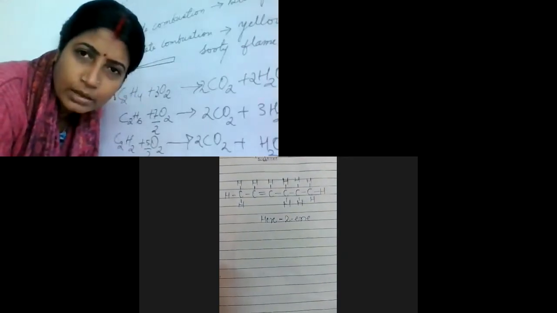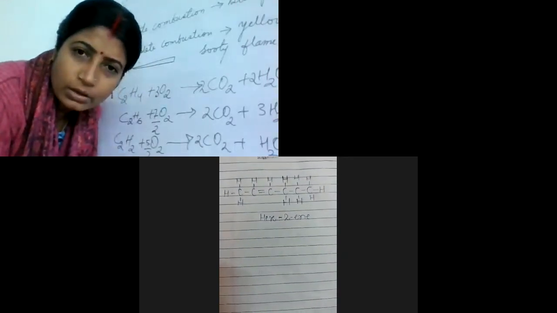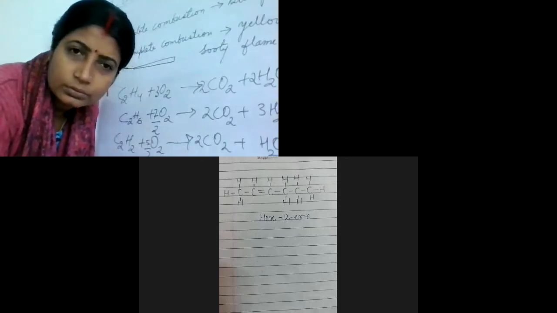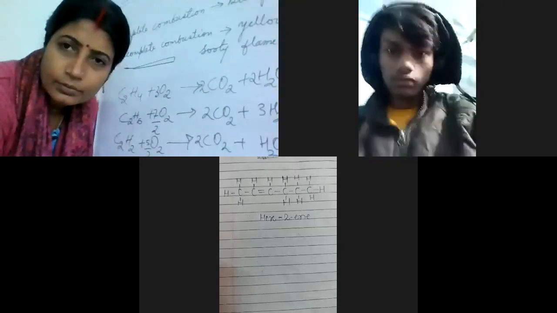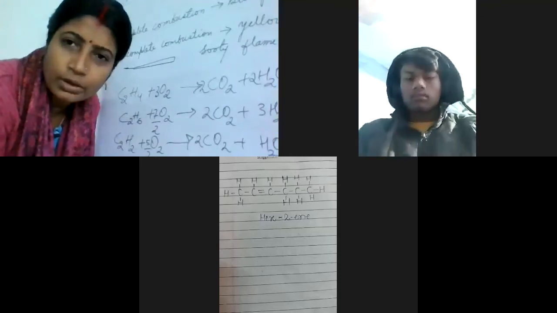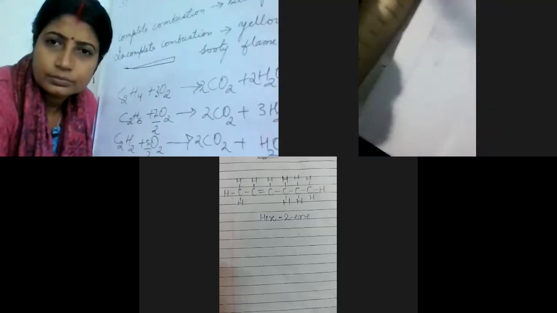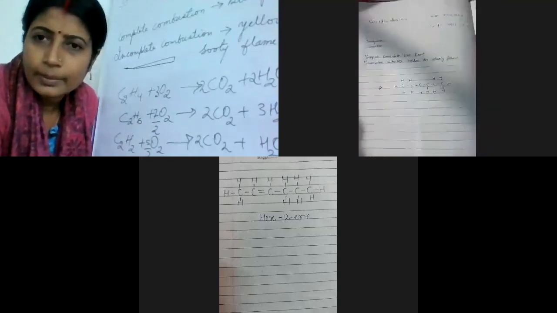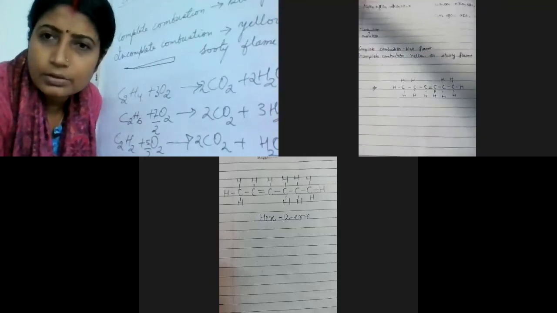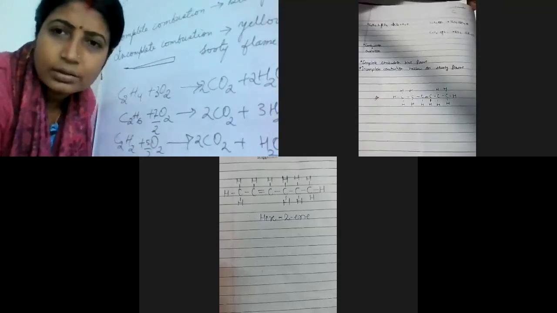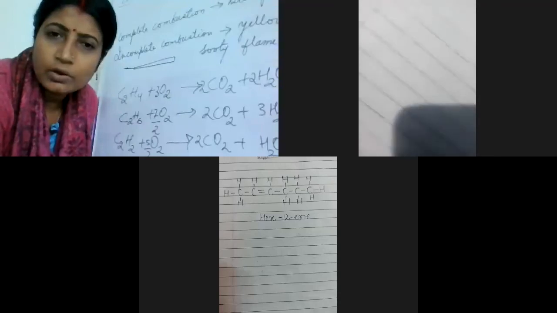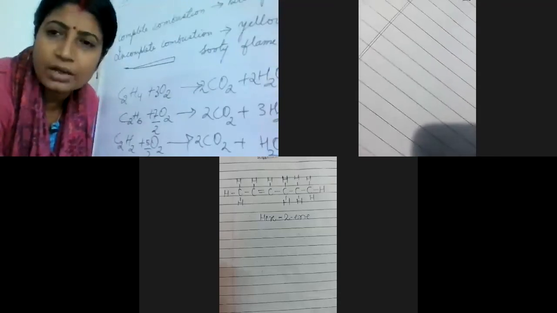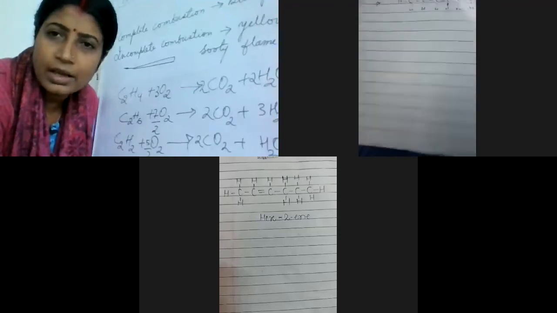Ratan Kumar Bharti, show your video. Yes, ma'am. I want to see your notebook, Ratan Kumar Bharti. Show me your notebook. Is it hex-2-ene? Ratan, you have put double bond after the third carbon. You have put double bond after third carbon. It is not hex-2-ene. It is hex-3-ene.